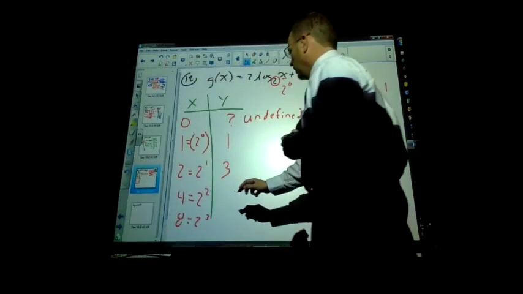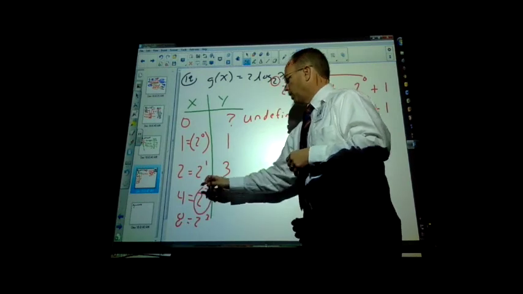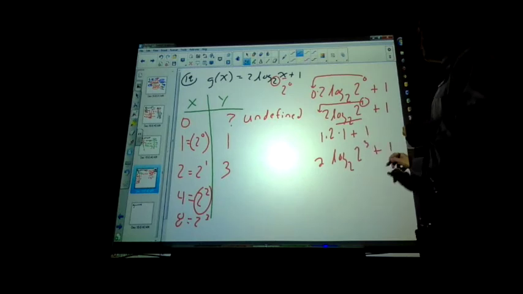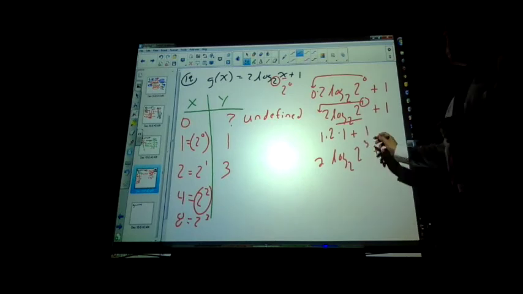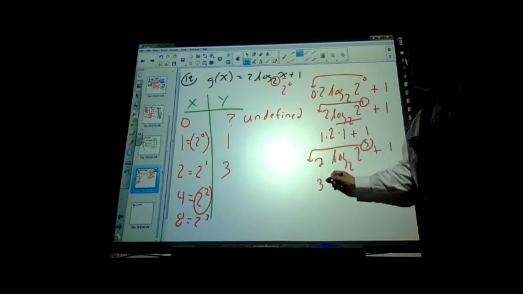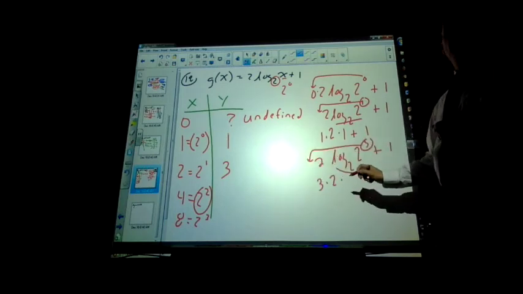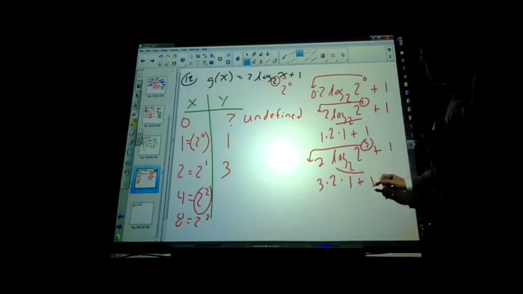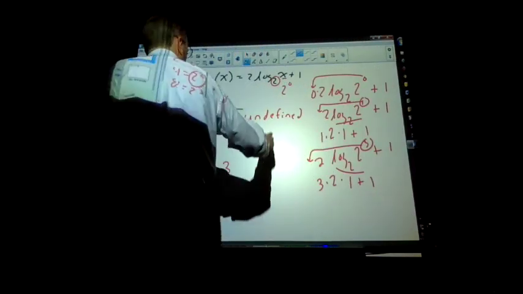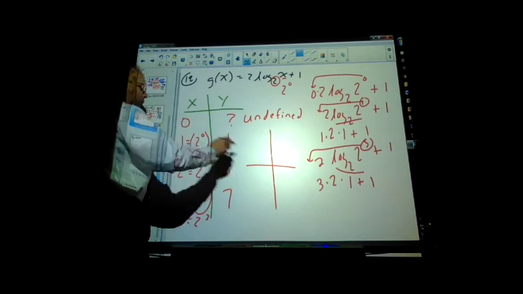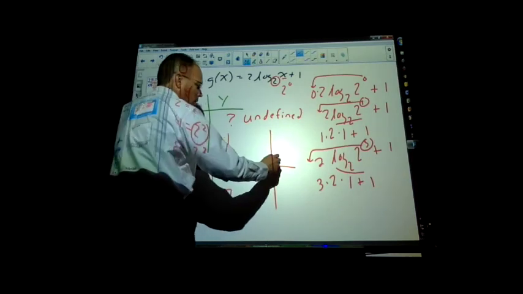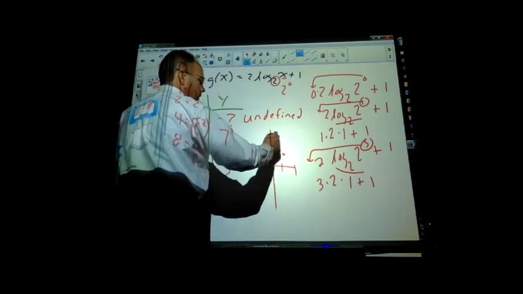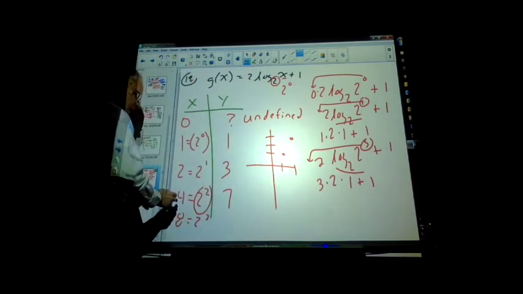So again, I'm not going to worry about 2 to the third, but if I take this and plug it in up here, I get 2 log base 2 of 2 to the third plus 1. What does logarithm do? Bring down the 3. So I get 3 times 2 times, what's log base 2 of 2? 1, plus 1. 3 times 2 times 1 plus 1. Perfect. So if you make this graph, 0 is not going to work. It's undefined. So I'm going to get 1 comma 1. I'm going to get 2 comma 3. I'm going to get 4 comma 7.